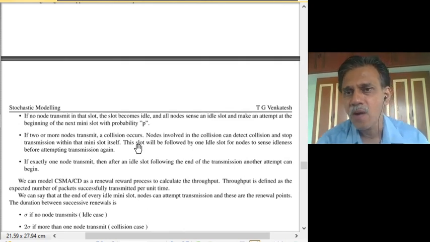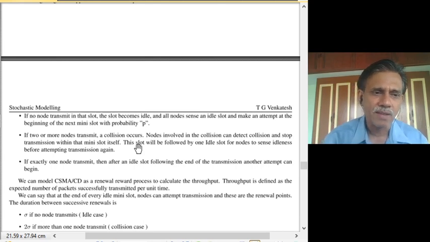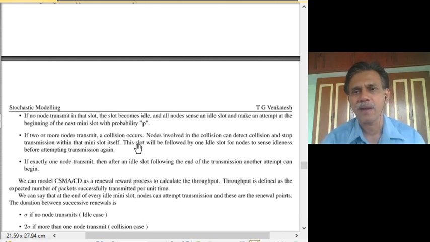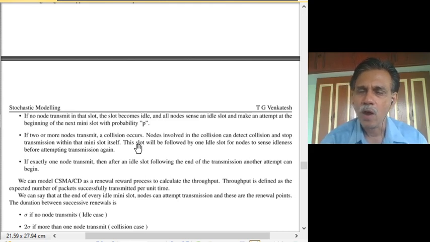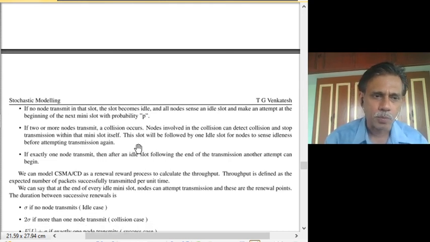To derive the performance of CSMA/CD, we have to concentrate on one performance metric called the throughput. Throughput is defined as the expected number of packets successfully transmitted per unit time, because all attempts may not be successful. So we have to find in every unit time how many packets are being successfully transmitted. That is the throughput. How do we find it?